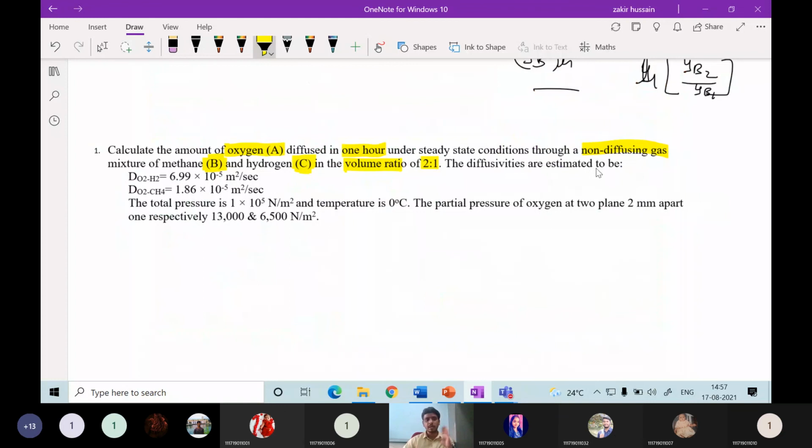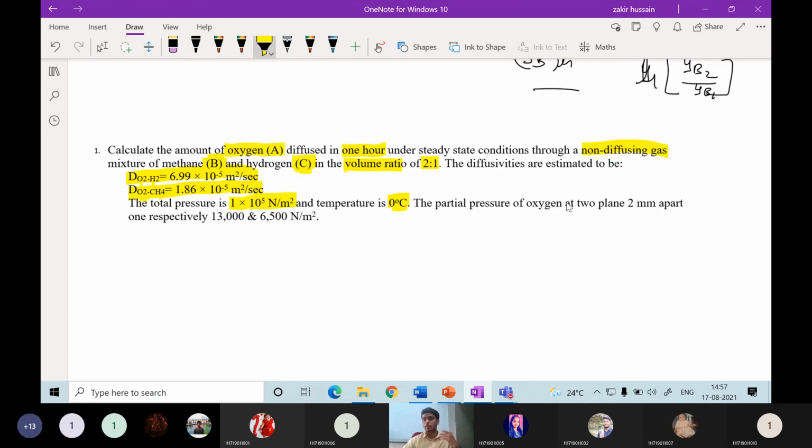Then the diffusivities are estimated to be DO2H2, DO2CH4. So if you take O2 as A and H2 as C, this is DAC. Then the next, DO2CH4, is DAB according to their notation scheme. Then the total pressure is 1 into 10 power 5 Newton per meter square, and the temperature is 0 degrees centigrade.